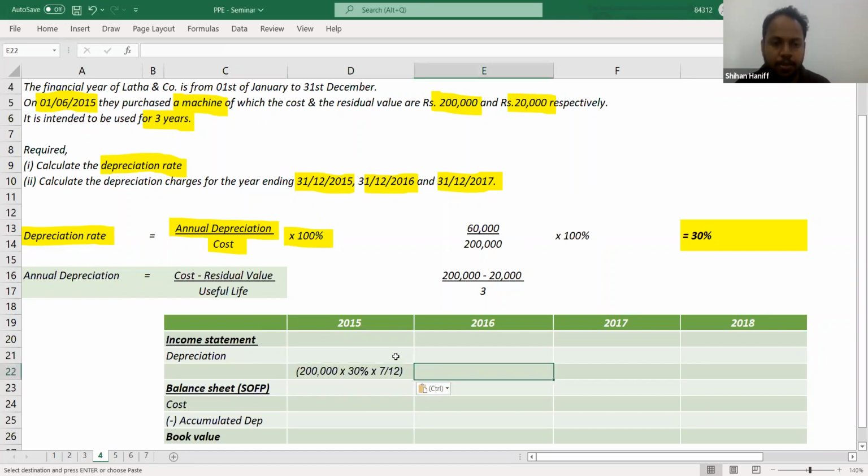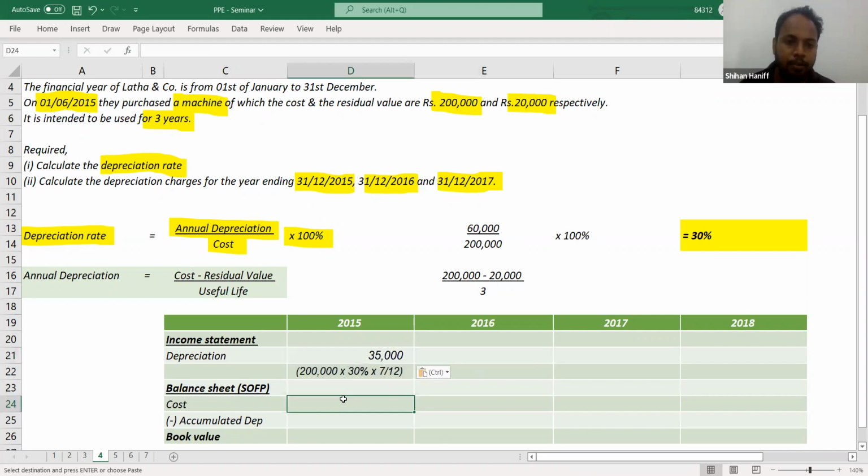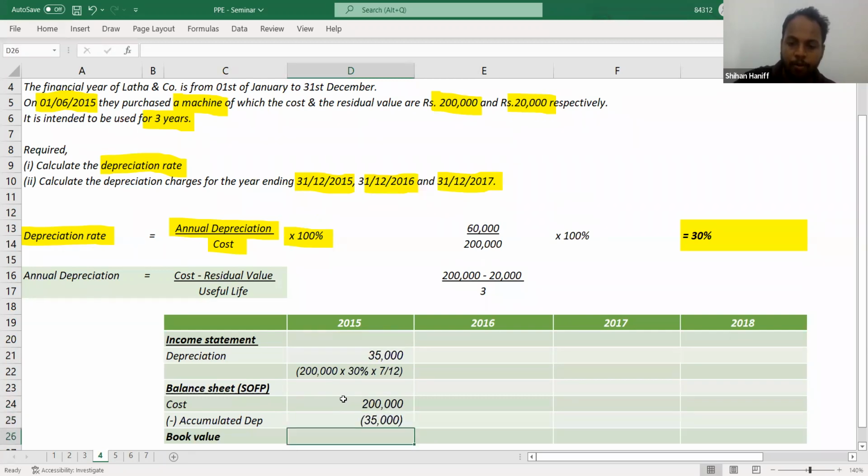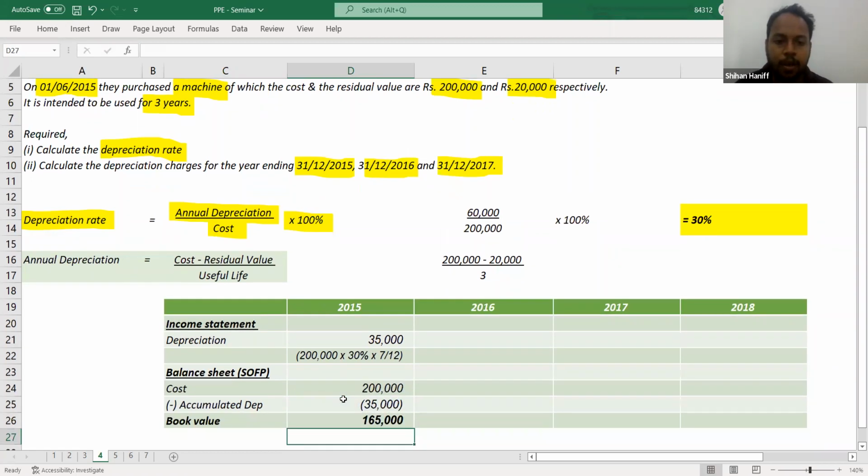Seven months depreciation. 200,000 into 30%, 7 over 12. So it's 35,000. Cost is 200,000 and depreciation is 35,000. Book value is 165,000.